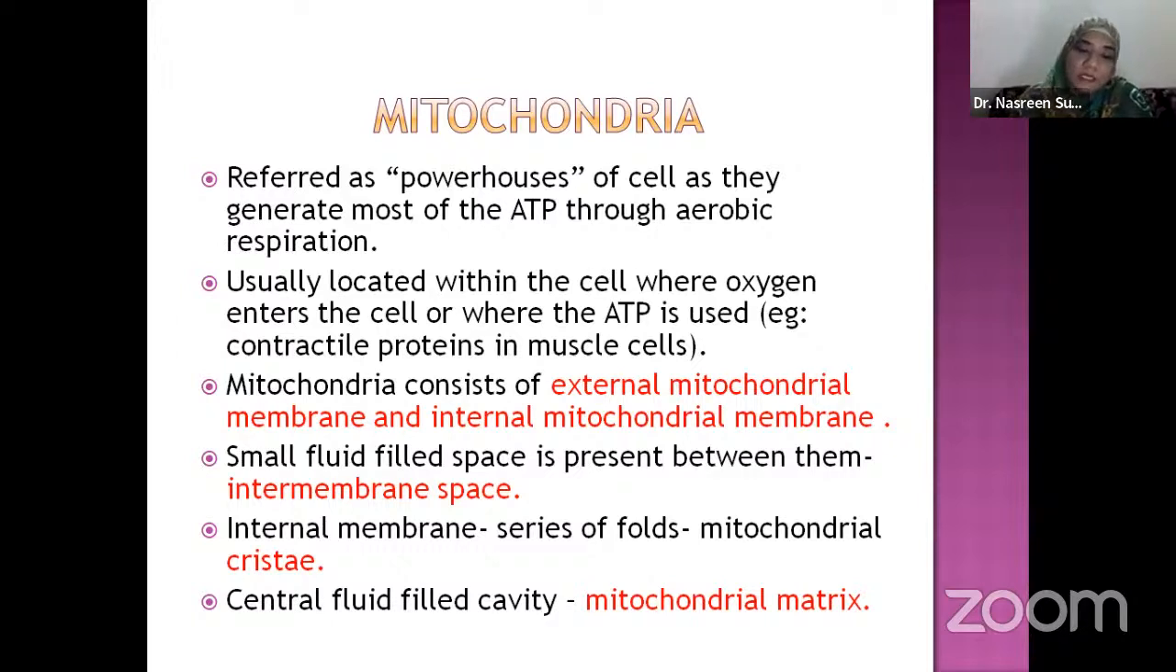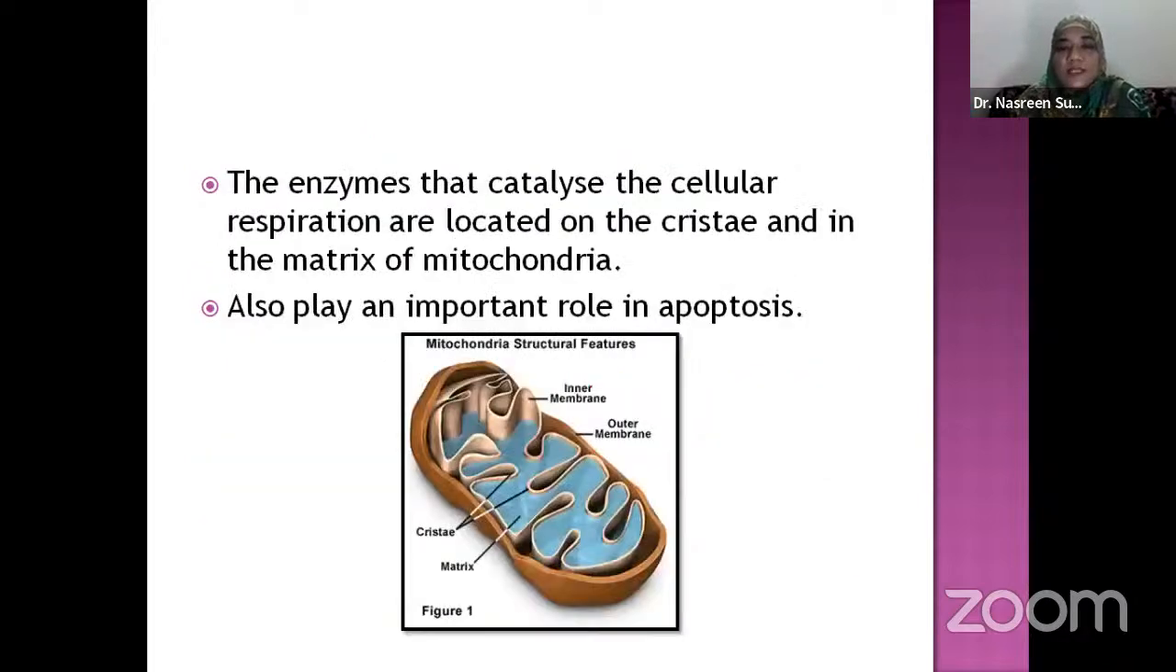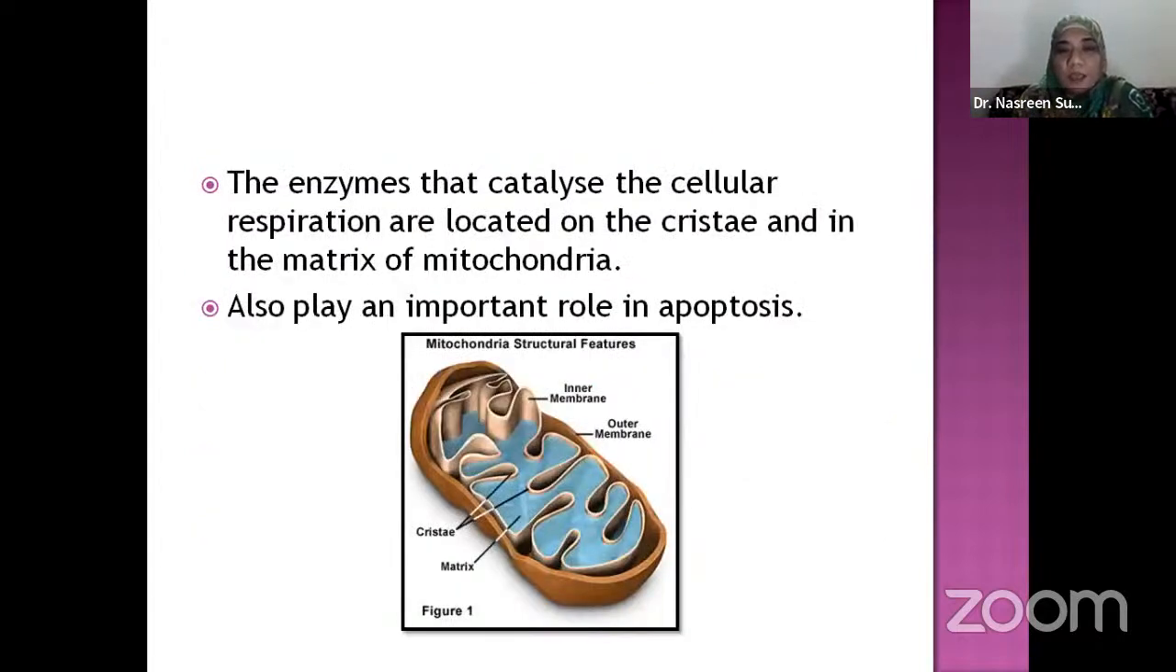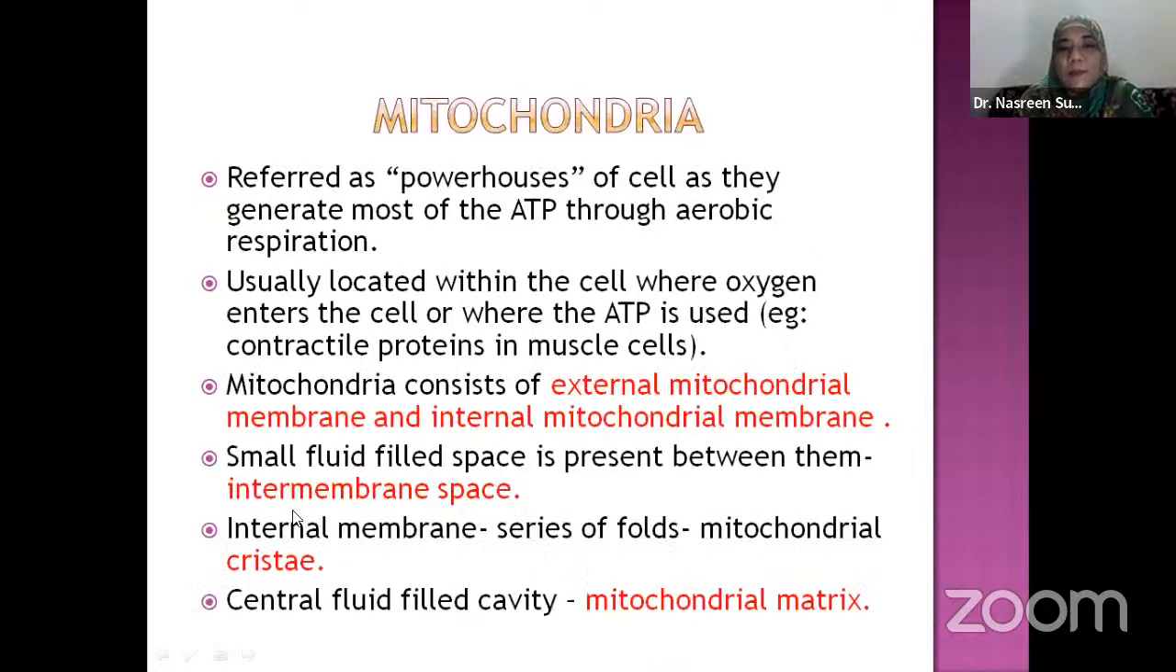Wherever there is a requirement of energy, there you will find more mitochondria, because there they are going to use oxygen and ATP and give you energy. So, coming to the structure of your mitochondria, it contains the external mitochondrial membrane and the internal mitochondrial membrane. There is a space between both of them called the intermembrane space, and that will be filled with fluid.